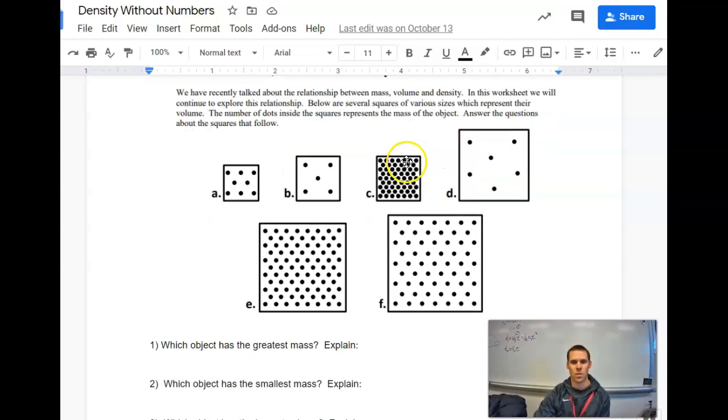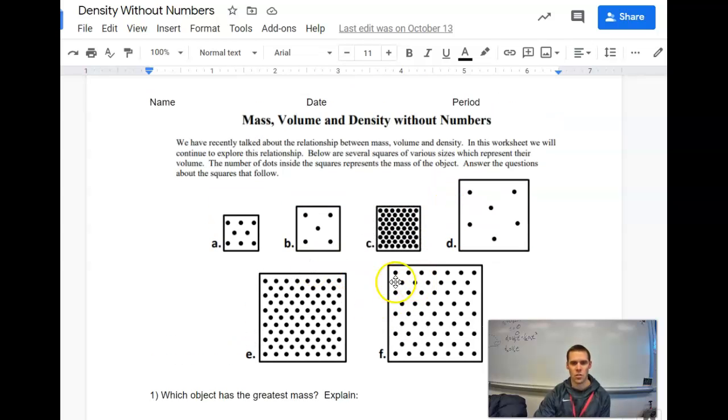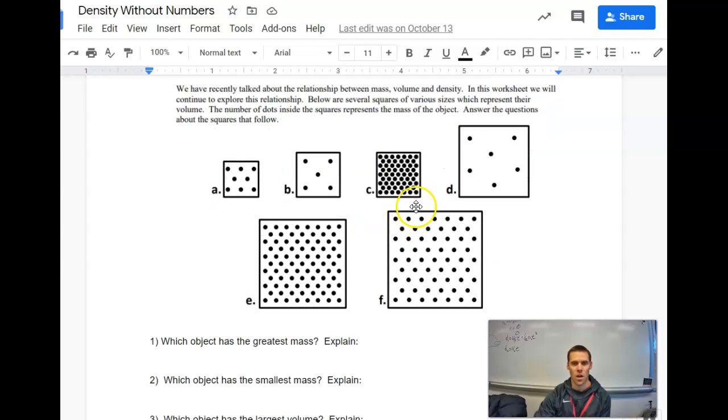So, mass, volume, and density without numbers. I'm not going to go over too many examples here, but you should take note that all these boxes tend to have some different volumes. There might be some that are very similar, if not exactly the same. I think that's actually a question for you: which two boxes have the exact same volume? And what they're looking for here is which boxes have the exact same shape and size.